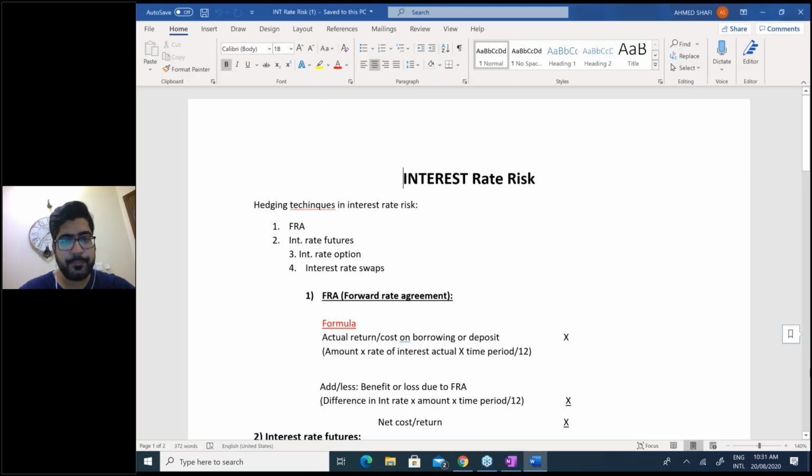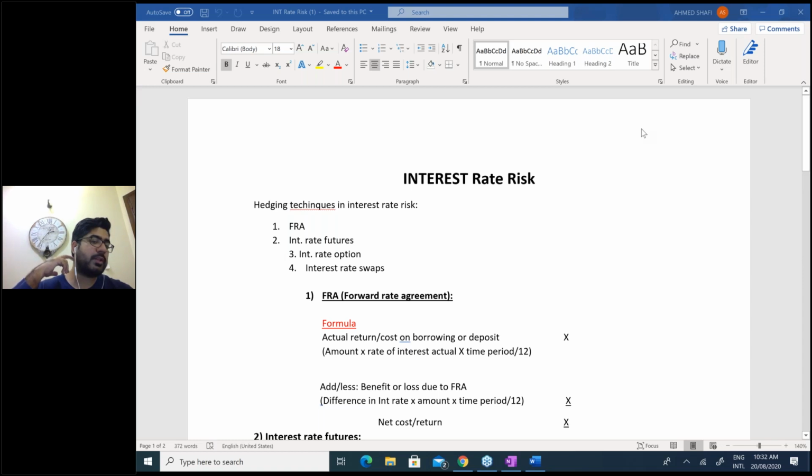Yesterday we discussed 3 hedging techniques. The first hedging technique was FRA, forward rate agreement. The second hedging technique was futures, and the third hedging technique was interest rate options. So basically, in all techniques, the main basic thing was the rate fixation. Like in FRA, we used to fix a rate for a future transaction. In interest rate futures, we basically fix a rate, but the difference is standardization. And in interest rate options, it's again rate fixation, but we only get a right, not an obligation.